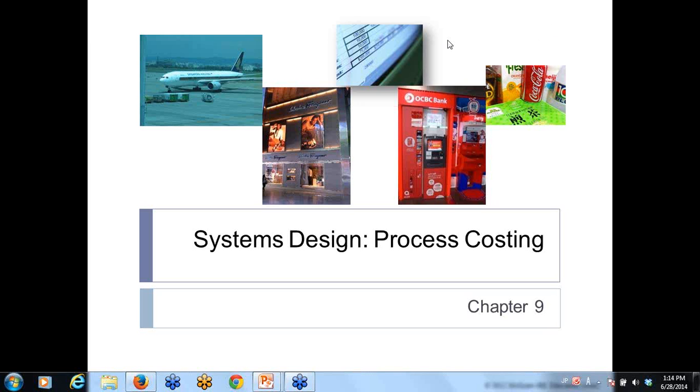Chapter 9, Process Costing. Managers need to assign costs to products to facilitate external financial reporting and internal decision-making. So in this lecture we're going to discuss the absorption costing approach to calculating product costs as process costing.